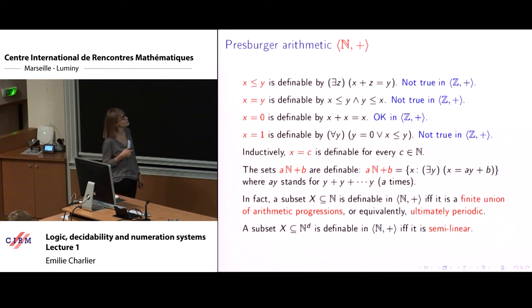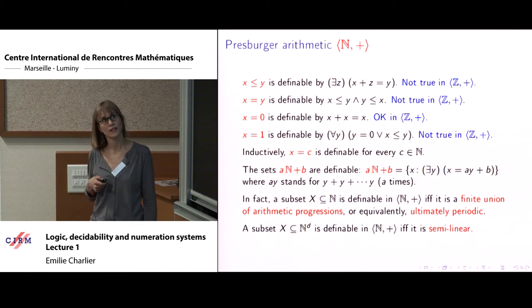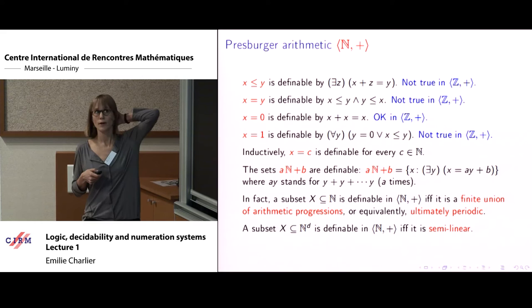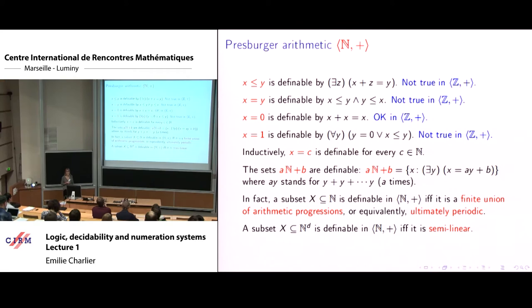And it means also that if you take an arithmetic progression, it's definable in the structure. The arithmetic progression is the set of those integers x such that there exists some y such that x is a y plus b. You could wonder, a y is not really an addition. Well, yes, it is an addition, because a is fixed, and so a y stands for y plus y plus ... plus y, a times.